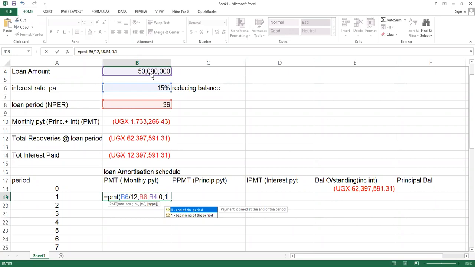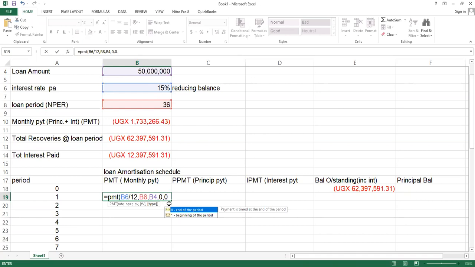Zero, end of the period. Payment is timed at the end of the period. Now, actually here, it is also supposed to be 0 because we are timing our payments at the end of the period, not at the beginning. So it should be 0.